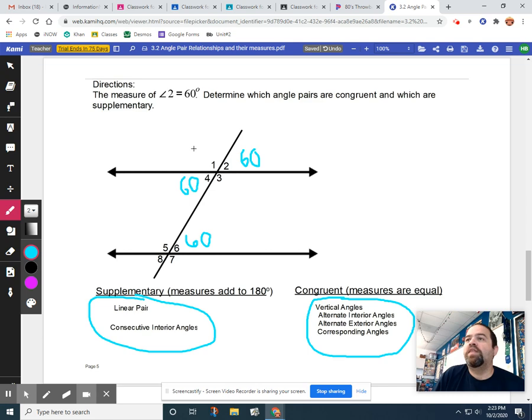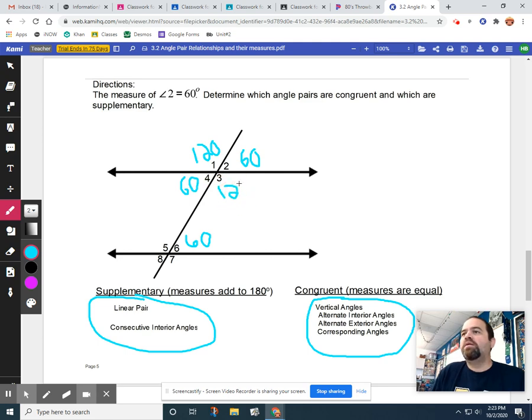I'm going to go with angle 1 is 120 degrees. Okay, so angle 1's 120 degrees. Now, 120 degrees, that's not going to be out of this group of congruent measurements, so I'm going to have to pick one of these two things here. It's either a linear pair or it's a consecutive interior angle. Well, it's not a consecutive interior angle because angle 1's exterior. Again, process of elimination, I know it's got to be a linear pair. Now, I could say it's a linear pair with angle 2 or it's a linear pair with angle 4. It just depends on how you look at the picture.